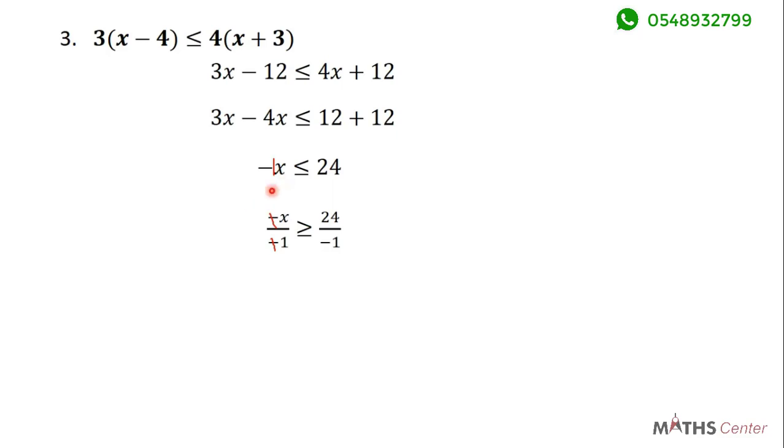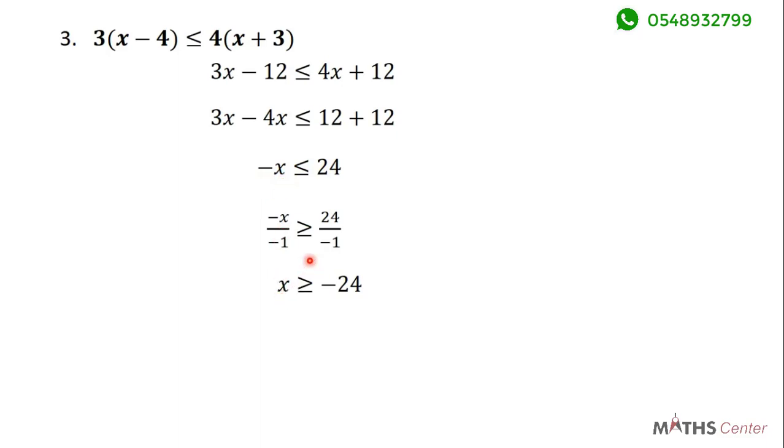Now remember that we said whenever you divide through by a negative number, the direction of the inequality changes. So here it used to be less than or equal to, but because we divided through by a negative number, which is negative 1, it will change to greater than or equal to. So minus x divided by minus 1 will give us x. 24 divided by minus 1 will give us minus 24. So remember that whenever you get to this level and you have minus x is less than or equal to a number, don't leave your answer like that. Divide through by negative 1 in order to get x.